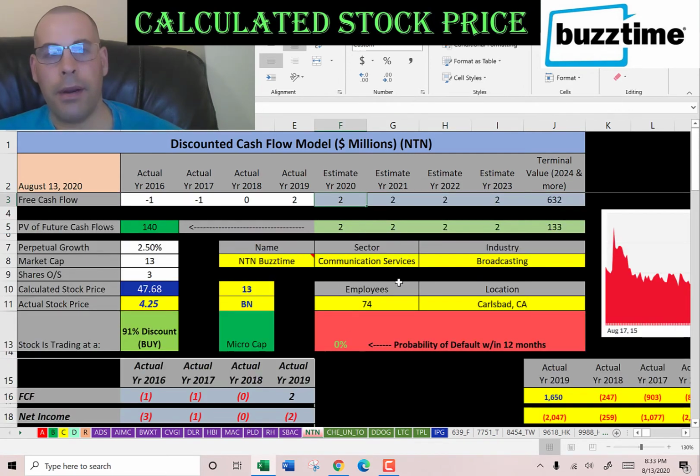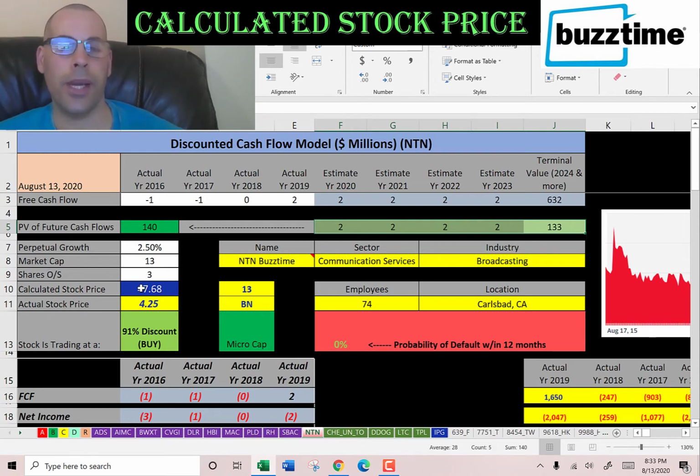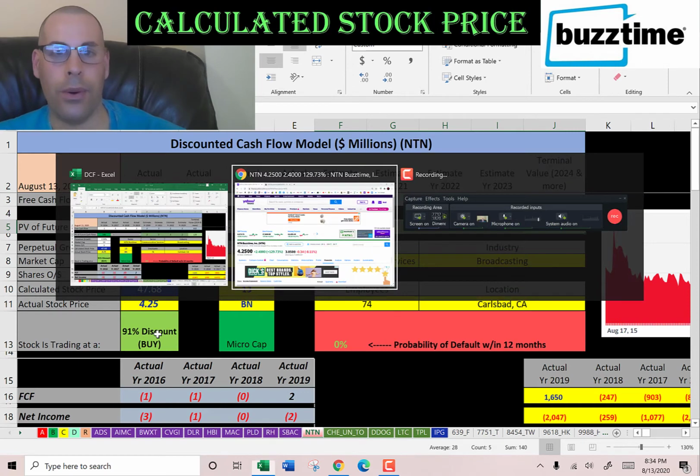So we estimated 4 years of future free cash flows. We also estimated a terminal value, which is all cash flows past year 4. We discounted those numbers back to today using the weighted average cost of capital. We get a value of the company at $140 million. We divide that by 3 million shares, and we get an intrinsic stock price of $48. They're trading at 4.25, so they're trading at 91% discount. It's a buy according to the model.